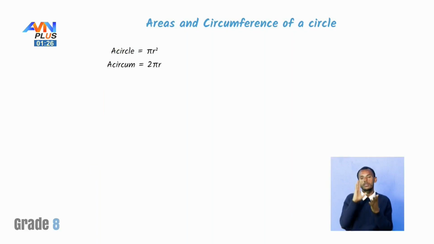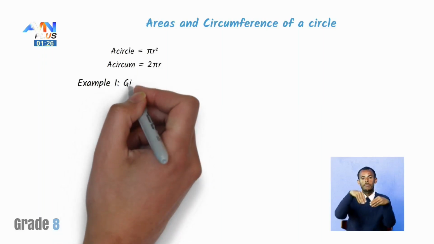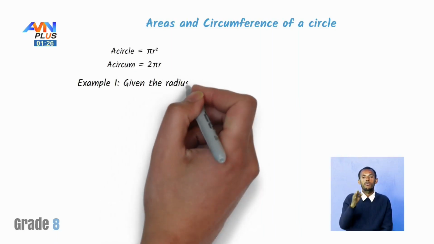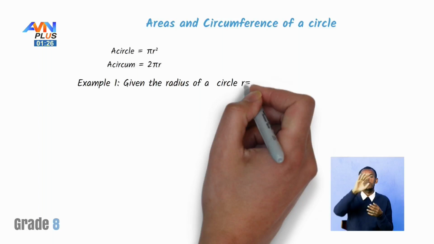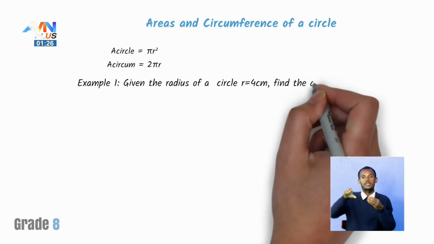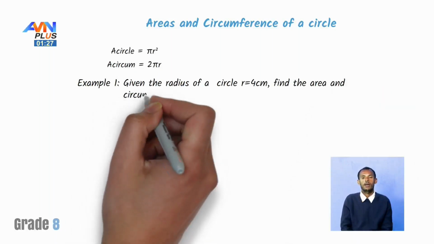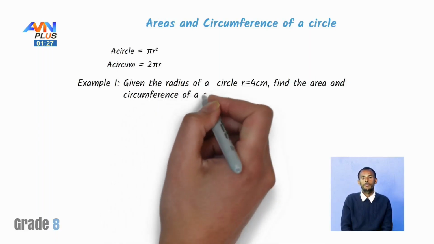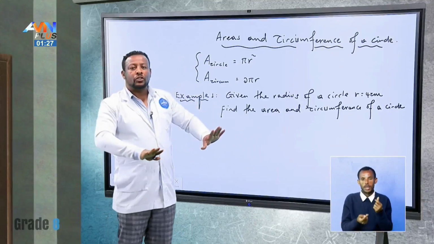So let's take example 1. So given the radius of a circle where r is 4 centimeter. Okay, if you know the radius of a circle, you can easily calculate the area and circumference. So given the radius of a circle, find the area and circumference of this circle. Okay, so we only need one information to determine the area and the circumference.